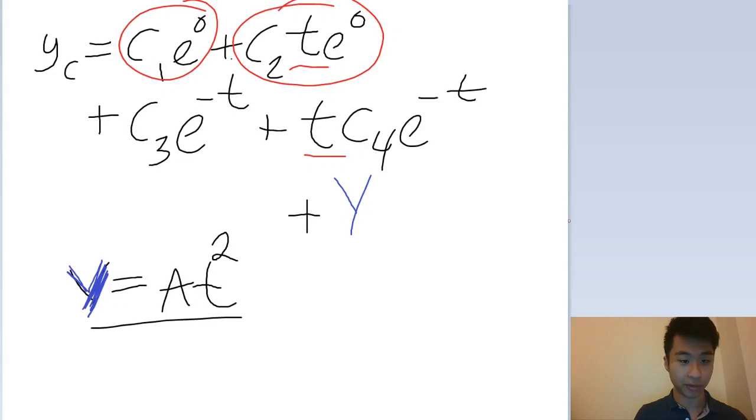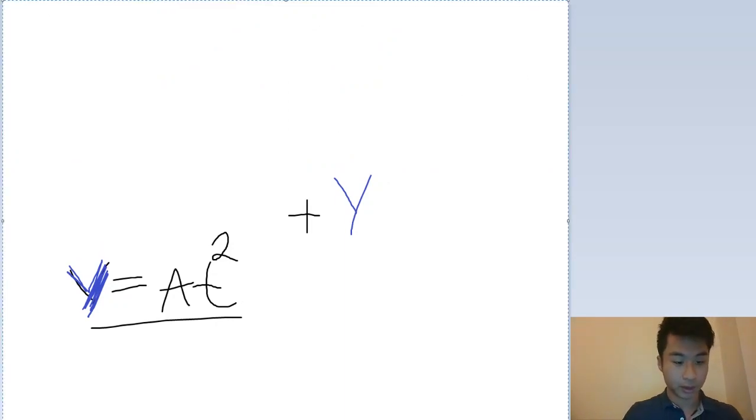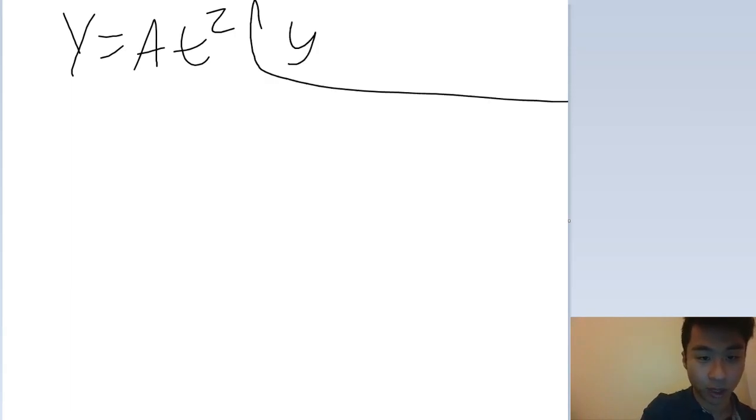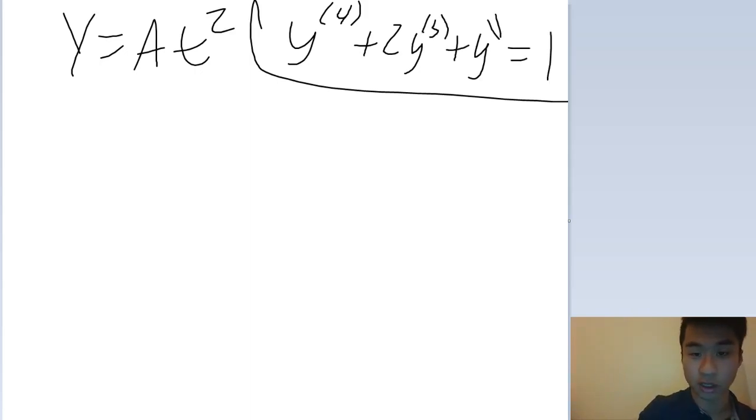It looks like there's overlap. It's kind of hard to see, but here I'll color it in red. C1 e to the 0 is actually just C1 because e to the 0 is just 1. So there's actually some overlap here. And whenever you have an overlap, what you're going to want to do is multiply by t. But then I can see already when we multiply by t, we're going to have another overlap.